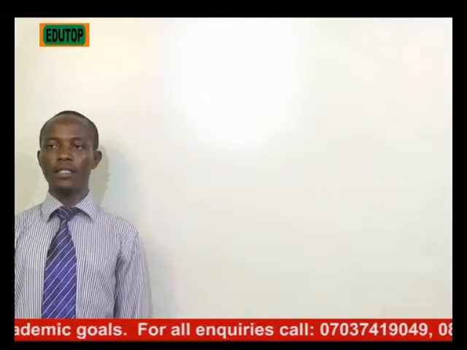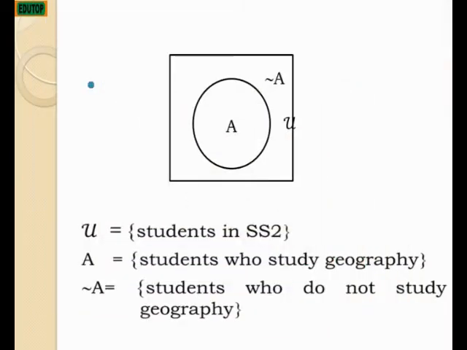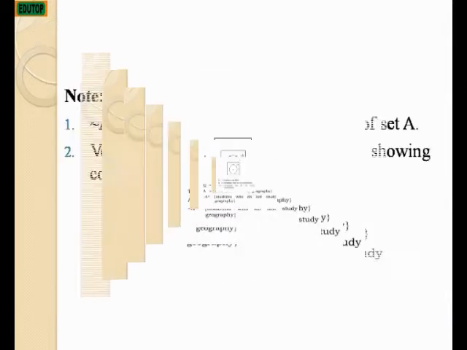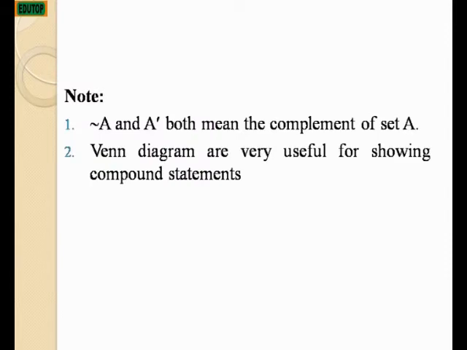We can represent this with a Venn diagram with our U as a universal set, our A as a set of students who study geography, and the A complement, which are the students who do not study geography. There is something for us to note. The complement of A, A prime and A apostrophe, both mean the complement of set A. The Venn diagram is very useful for showing compound statements.